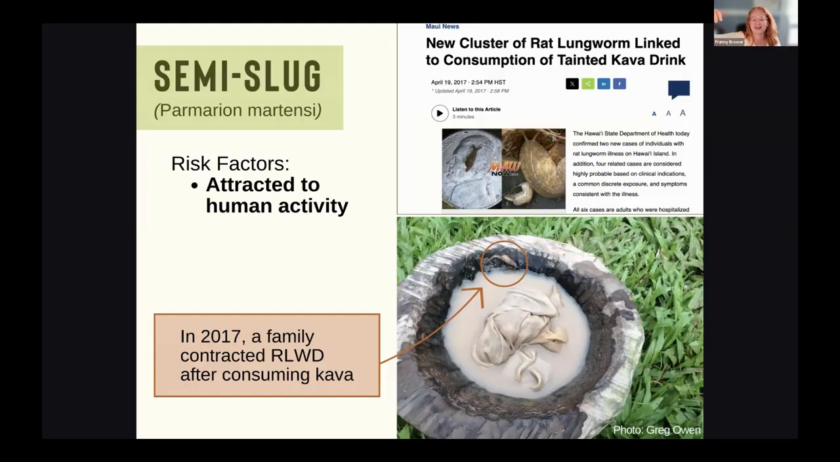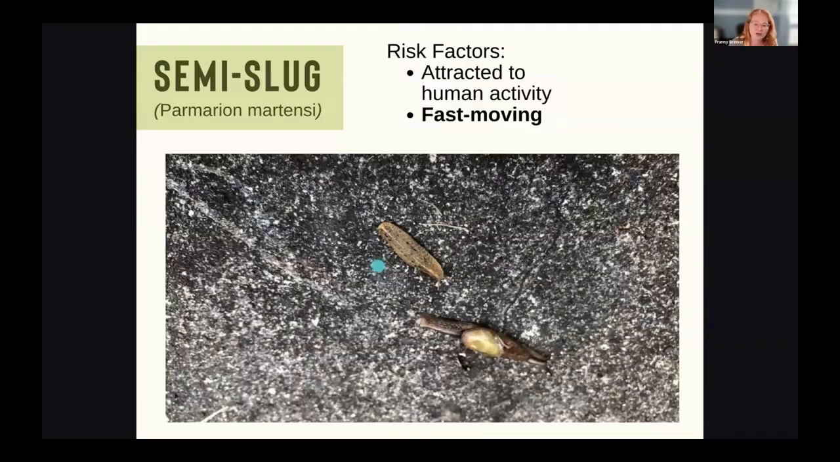But I'll often go outside at night and I'll put my hand on the railing to take my shoes off or put my shoes on, and my fingers will touch a slug that's underneath the railing. They come into human areas in a way that is unusual for slugs. And in 2017, there was a family that contracted rat lungworm after these slugs drowned in some kava that was being prepared in the backyard. That's something that obviously people didn't expect to happen, but these guys were attracted. Why were they attracted to kava? It doesn't seem like something slugs would be into, but these guys are attracted to human activity. So that's one risk factor.